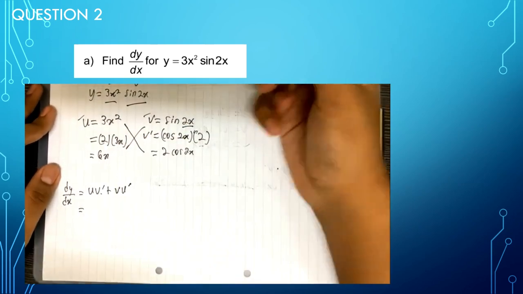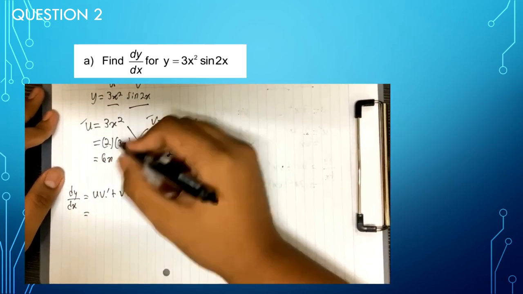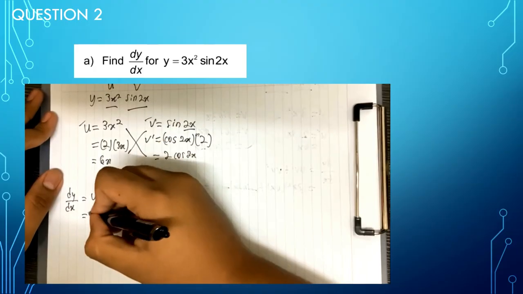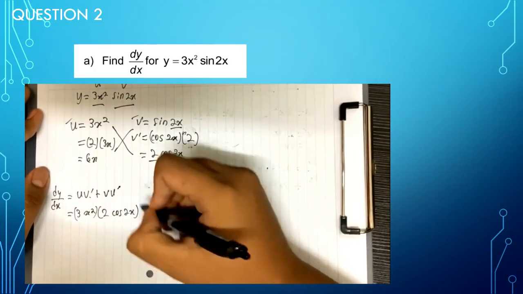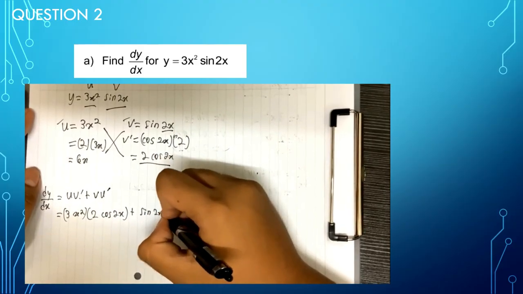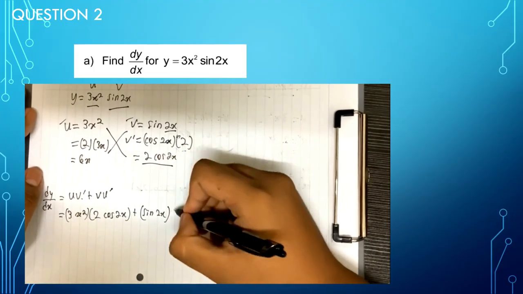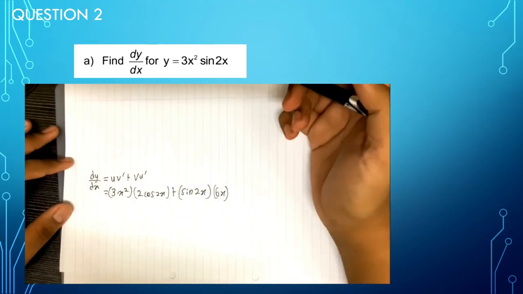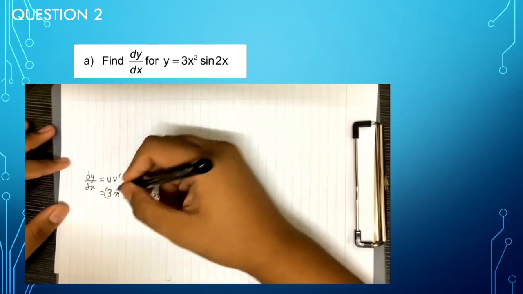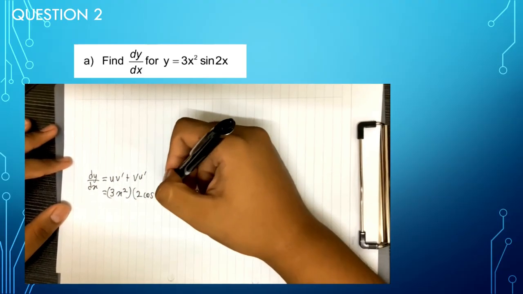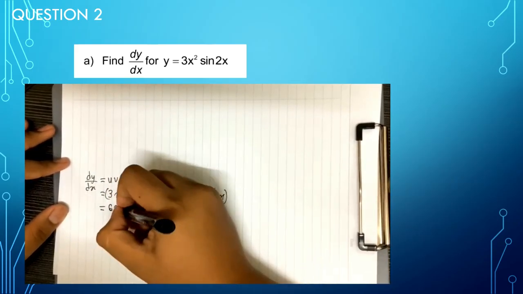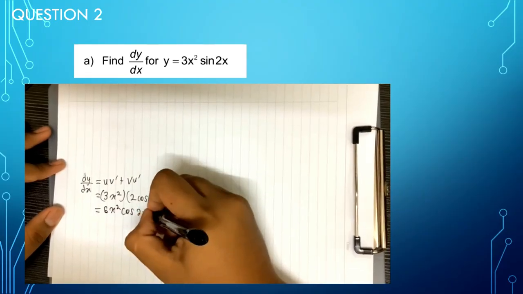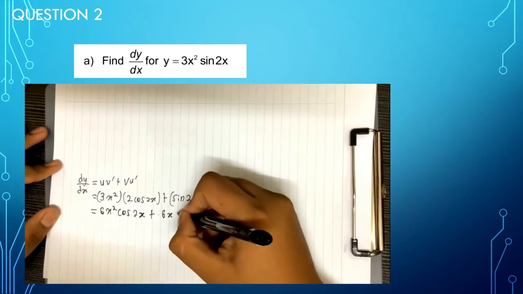Then you insert all these equations. For this, 3x to the power of 2 multiplied by v prime, which is 2 cos 2x. And then sine 2x multiplied by u prime, 6x. Okay, I'm sorry, there is an error. For the last answer, you get 3x to the power of 2 multiplied by 2 cos 2x plus sine 2x multiplied by 6x. So you solve this, and you get 6x to the power of 2 cos 2x plus 6x sine 2x.